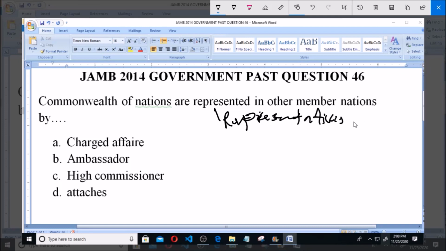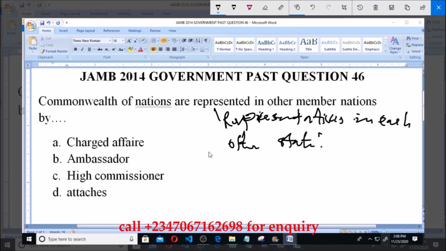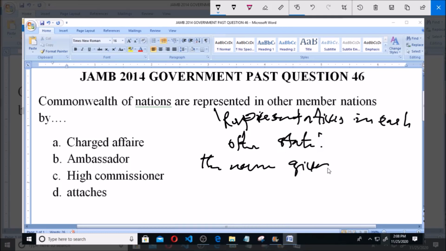Representatives in each other state or country, and this person is regarded as so. That is, the name given to the representatives. So that is what the question is asking.